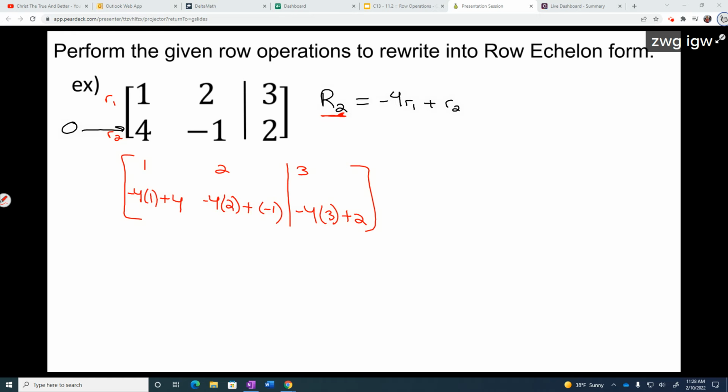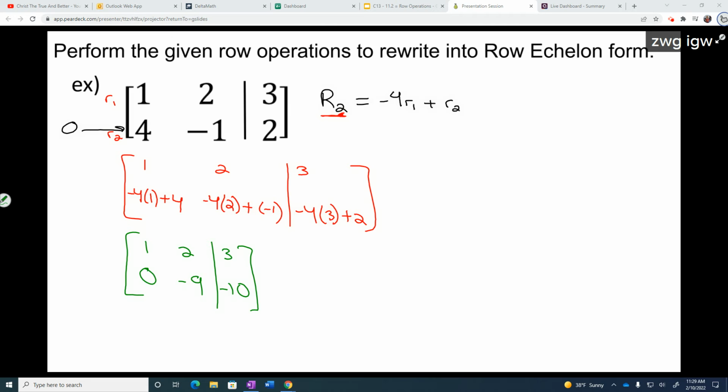Now if we just simplify, let's keep the top row. Negative 4 plus 4 is 0, which is what we're trying to do. Negative 8 plus negative 1 is negative 9. And then negative 12 plus 2 is negative 10. So that's going to be our first one.